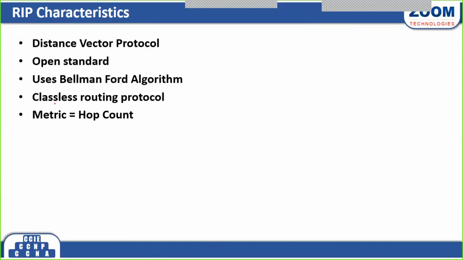So every protocol has different metric calculations. RIP uses hop count. OSPF is different, EIGRP is different, BGP is different. Every routing protocol has different metric values and metric weights. So we are done with hop count. Got it?